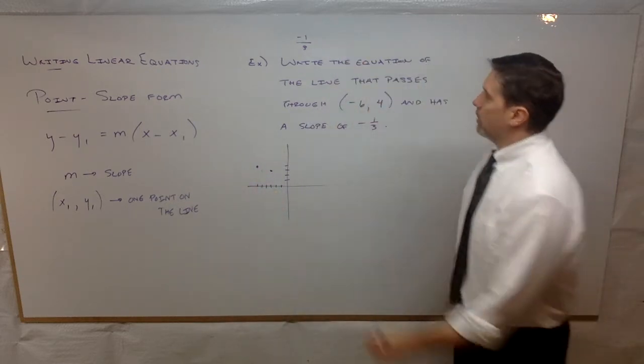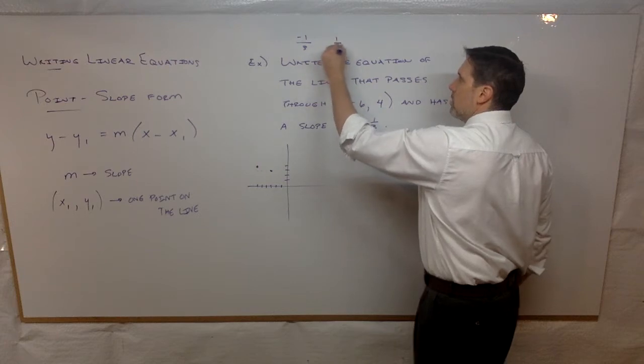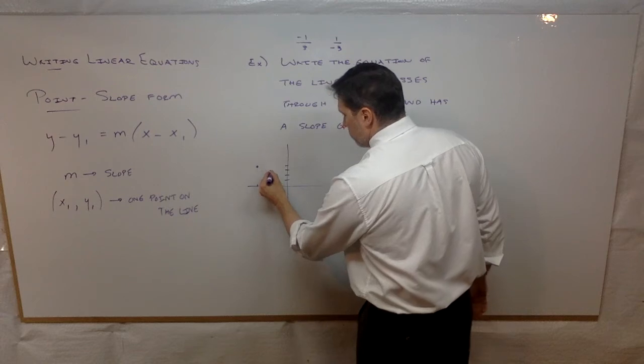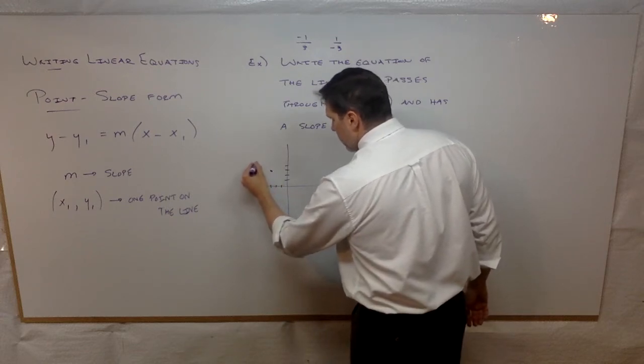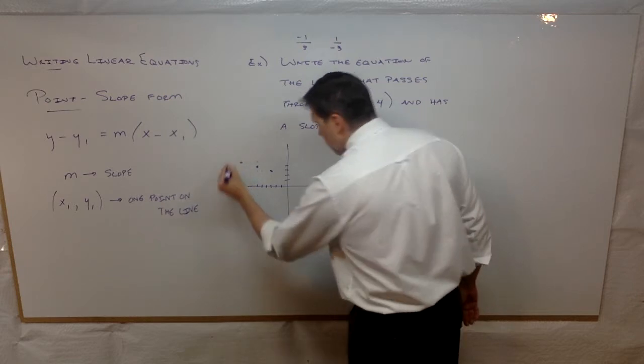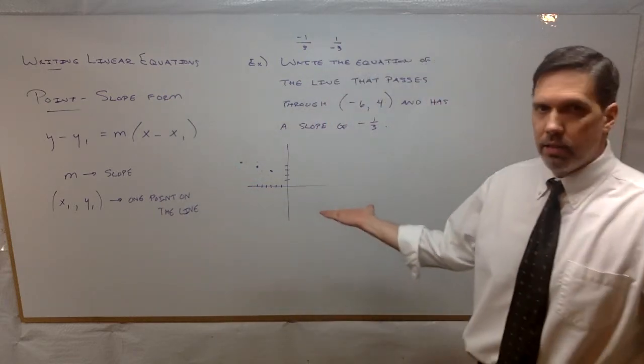Or I could think of it as up 1 and then left 3. It's not going to be the same point as what I just plotted, but it will be another point on the line. So I really should put slashes, but you get the idea. Graphing this line is not difficult.